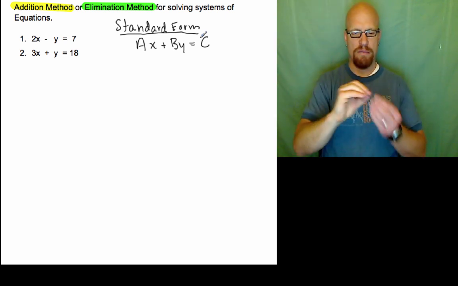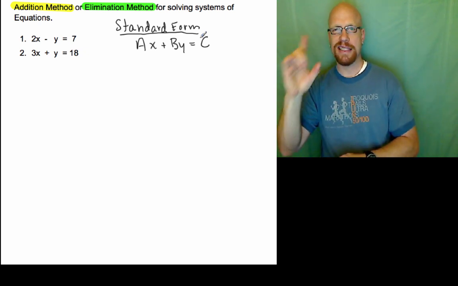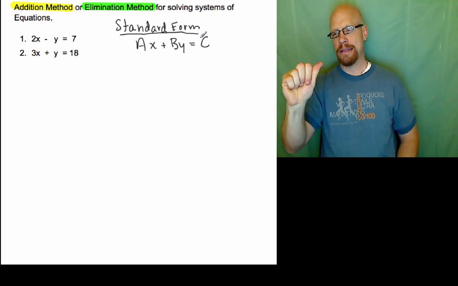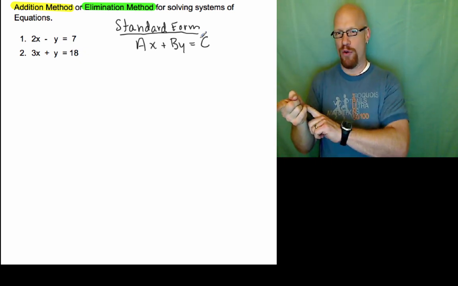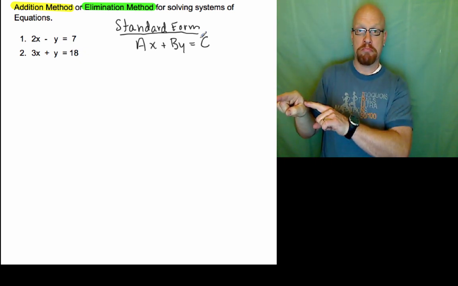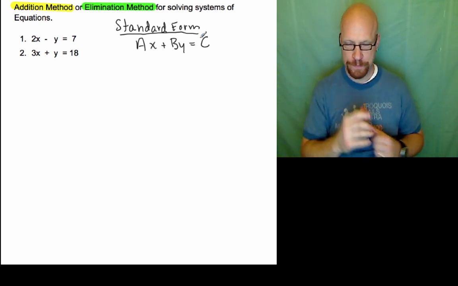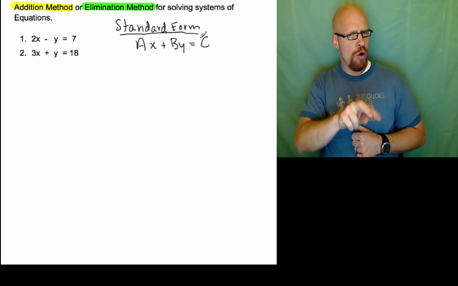So ax plus by equals c is standard form. A and b are your coefficients for the x and y variables, and c is our constant term on the right side of the equal sign. It's constant because there's no variable there, so it's a constant value.